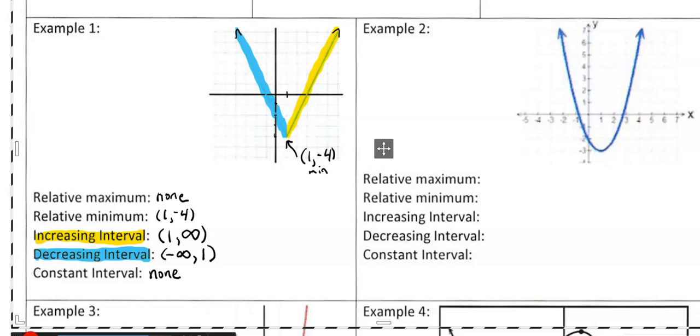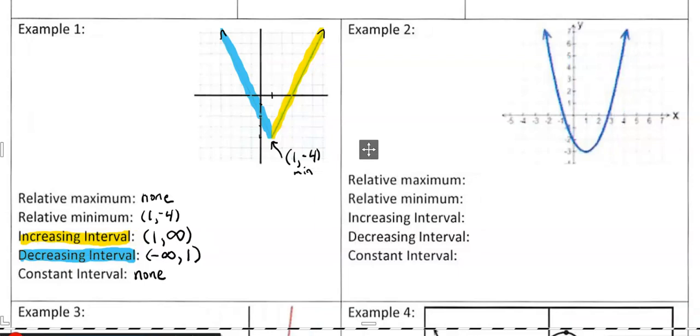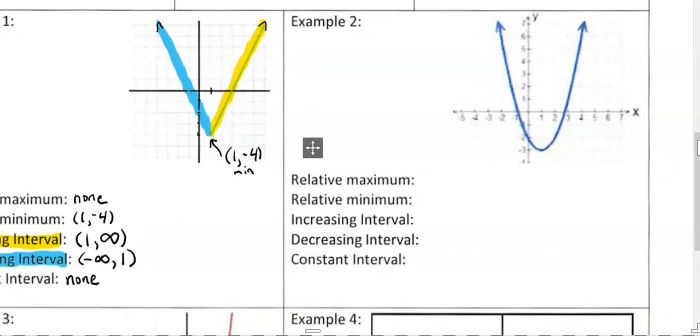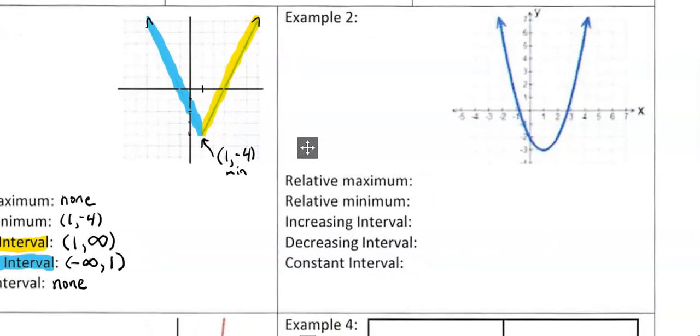Let's move over and look at example 2. In example 2, there's no relative maximum, so we would write none. There's a relative minimum, and that point would be 1, -3.